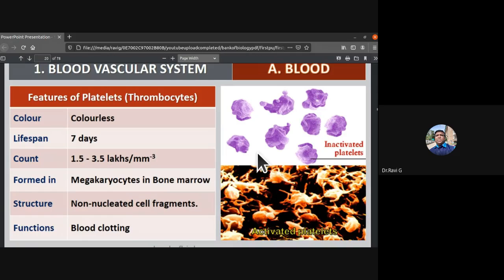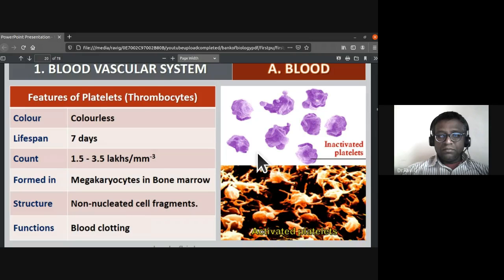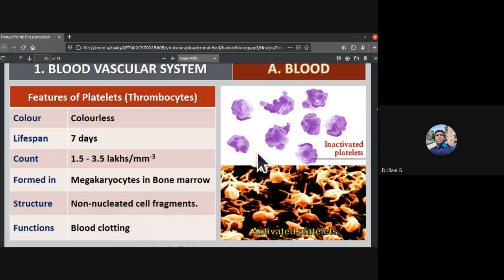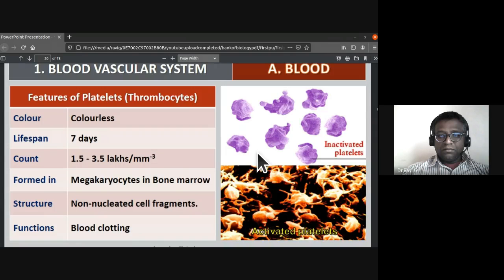Next we'll be discussing blood platelets, also called thrombocytes. They are colorless. Their lifespan is only 7 days. They count as 1.5 to 3.5 lakhs per cubic millimeter of blood. If the blood platelet count drops below 1.5 lakh, it is going to be lethal.